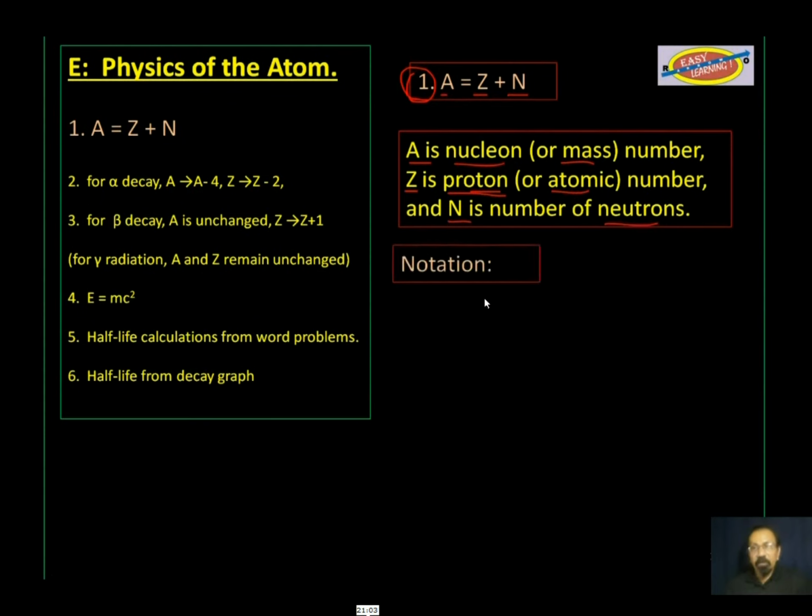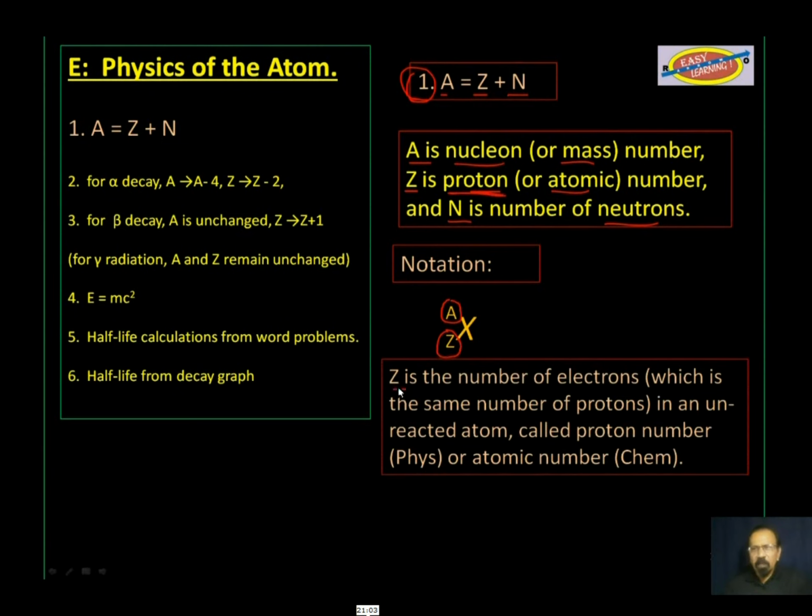So here is a standard notation. X represents the element. This number up here, A, is the nuclear number or the mass number. It's called nuclear number because it tells you the total number of things in the nucleus. That is to say, the total number of protons and neutrons. And this number down here, Z, is called a proton number because that is the number of protons in the nucleus. It so happens that that is also the number of electrons around the nucleus in a neutral atom.